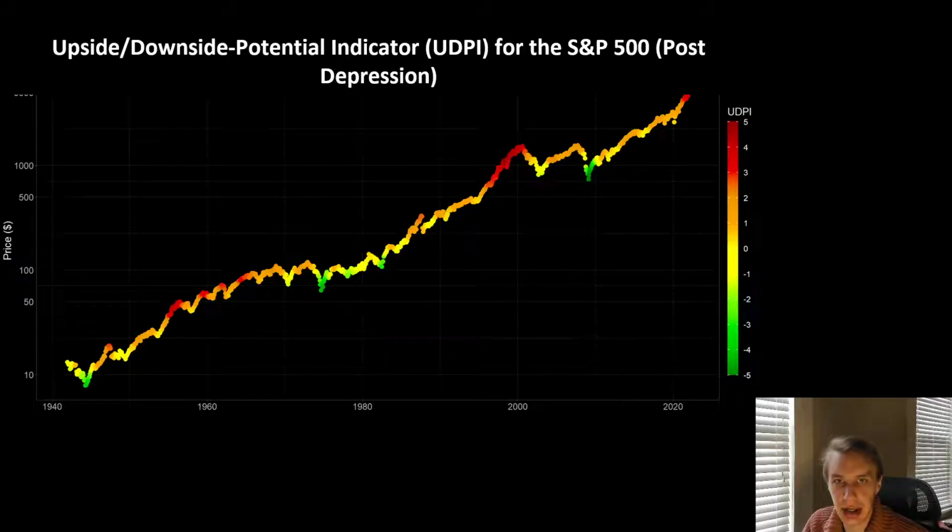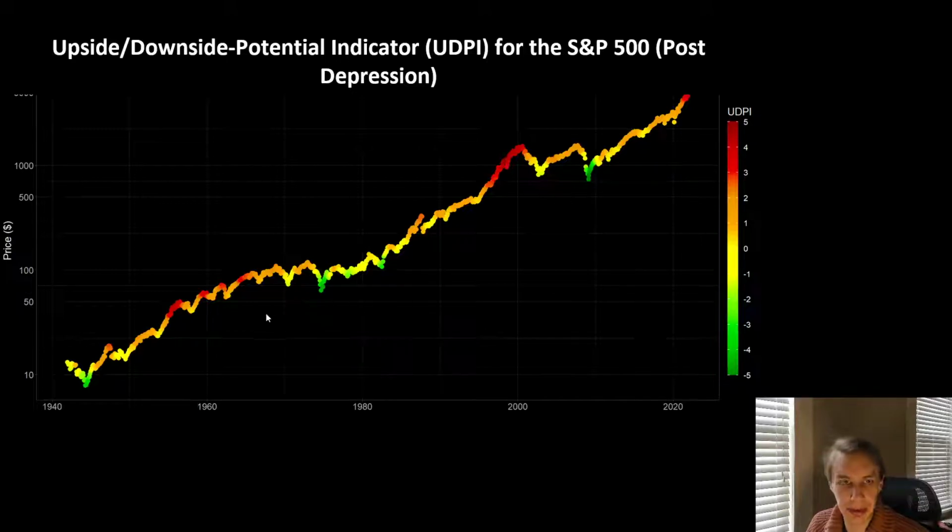First, to take a macro perspective on the stock market, what I'm showing you here is the price history of the S&P 500 on the monthly time frame, all the way back from the early 40s up through the modern day. This is the risk indicator, the upside downside potential indicator for the S&P 500. And we can see that we've re-entered this red zone, and we've seen this in the past.